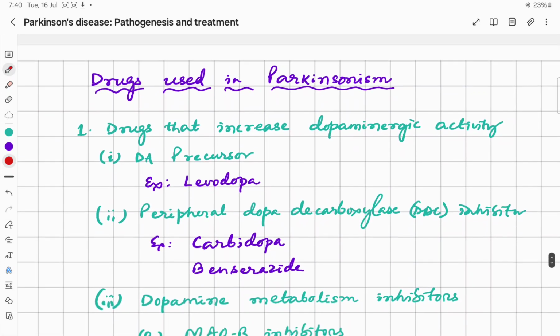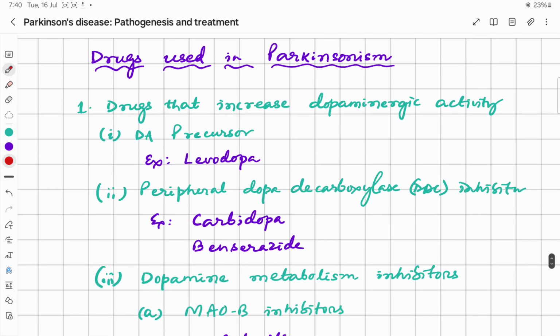So now we can enlist the drugs used in Parkinson's disease. First, drugs that increase dopaminergic activity: a dopamine precursor like levodopa, and a peripheral dopa decarboxylase inhibitor like carbidopa, which are used in combination with levodopa. When the levodopa dose is 250 mg, and when we use the DDC inhibitor, 10 mg of carbidopa, the dose reduces to 100 mg.